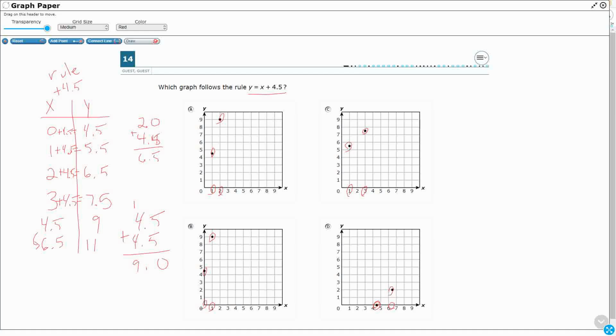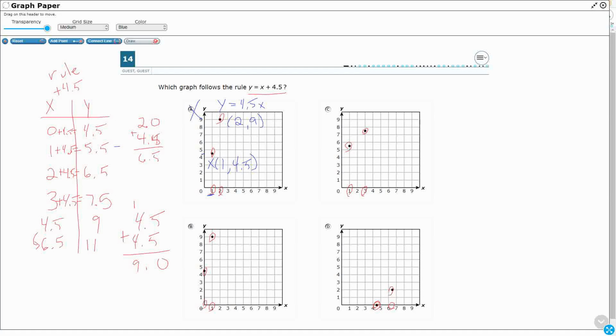So I need to find a graph that has some of these points. Let's take each of these graphs and figure out what our x and y values are. My x value for A is going to be this 1. And then my y value looks like between 4 and 5, so 4.5. So do I have a 1 and 4.5? No, it should be a 1 and 5.5, so that's not going to work. And this is a 2 and 9. Really, this is a multiplicative pattern: y equals 4.5 times x. So A doesn't work.